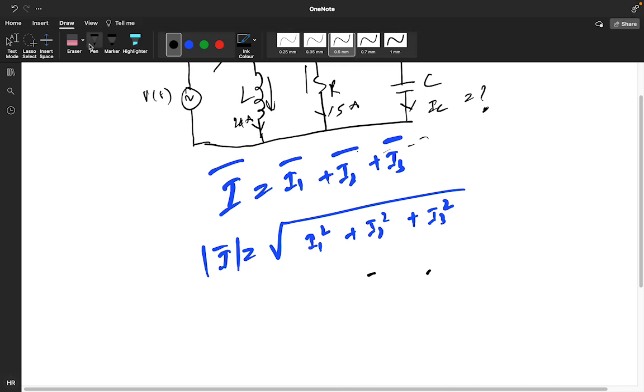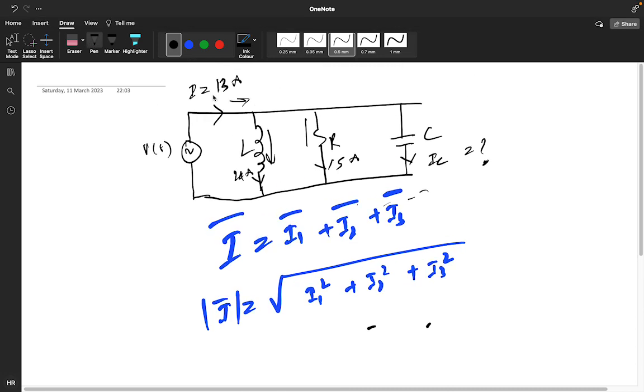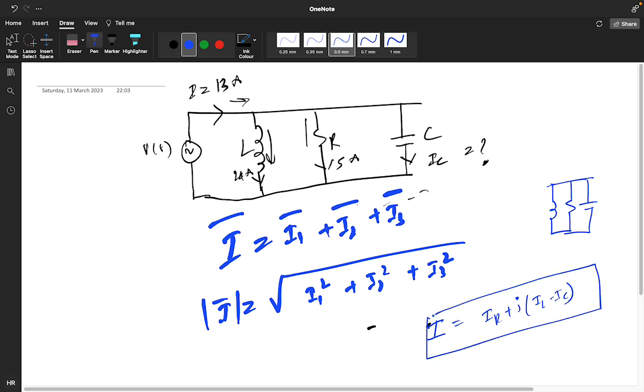For this kind of network, what I told you, you remember, this is an RLC network. What were we getting for the RLC network? I is equal to IR plus j(IL minus IC). This is what we are getting. So where is your IL part? This is your IL current, and this is your IC current. You can write either IL minus IC or IC minus IL, it depends upon the value.